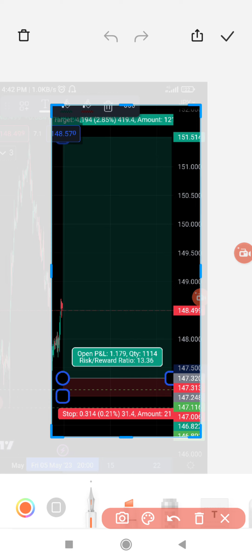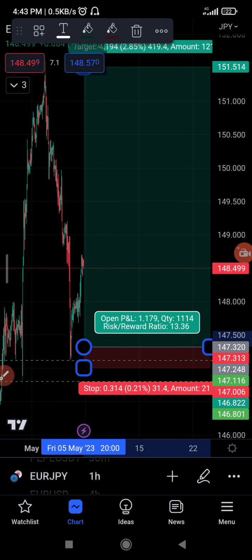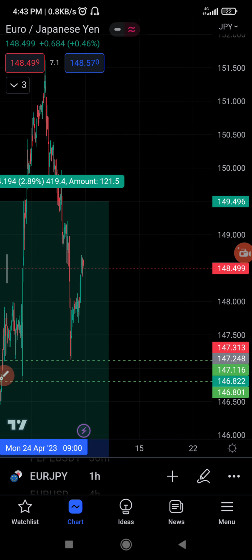What it simply means is that our stop loss is about 31 pips. Our take profit is the one above, about 1000 plus. So what we are going to do is to calculate the exact amount we are going to be using, so that once price gets to that point, we don't lose more than the exact amount we are willing to lose.